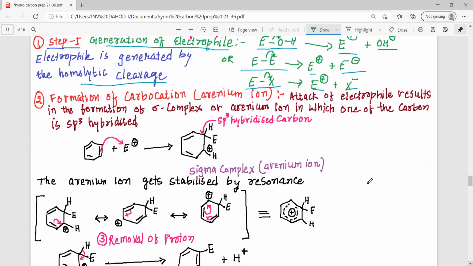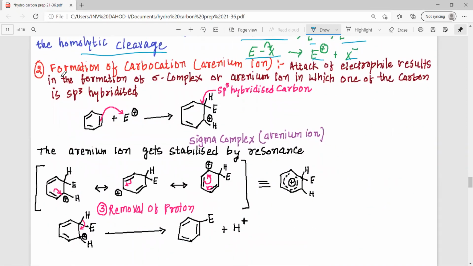Now let's move forward and understand the second one, which is known as the formation of the carbocation. So please remember that the carbocation is formed during the electrophilic substitution reaction of benzene. This carbocation formed is known as the arenium ion. So attack of electrophile results in the formation of sigma complex or arenium ion, my dear students, in which one of the carbon is sp3 hybridized.